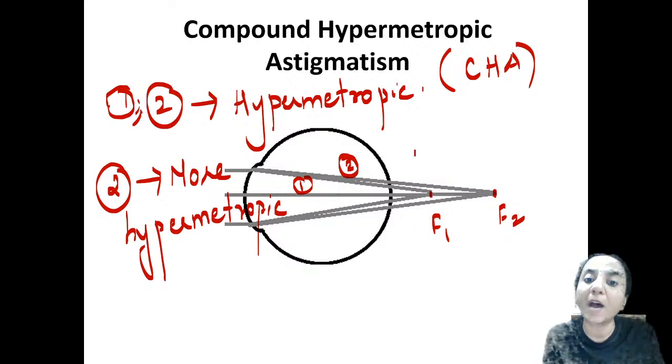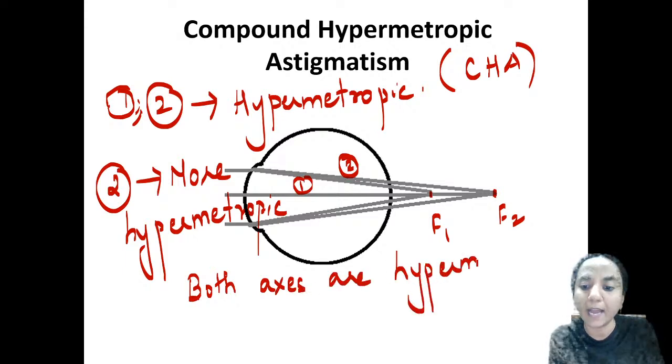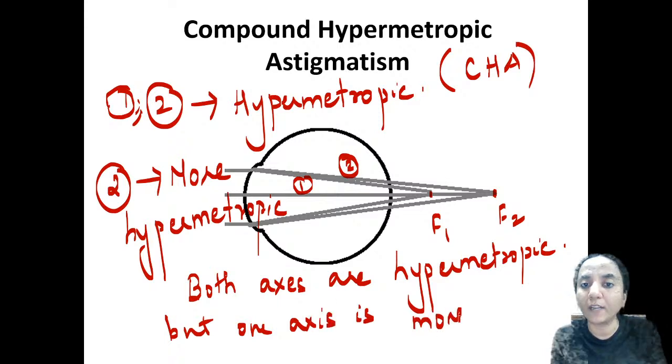So this is compound hypermetropic astigmatism. What is compound hypermetropic astigmatism? It means that both axes are hypermetropic, but one axis is more hypermetropic. So this is called compound hypermetropic astigmatism.